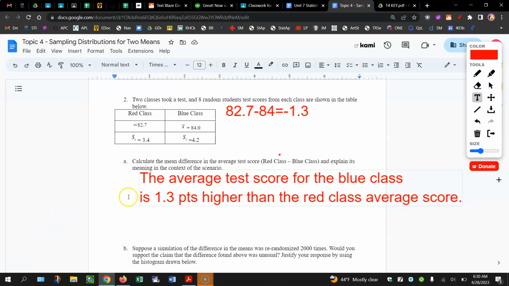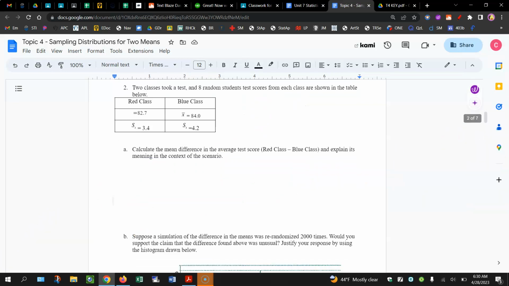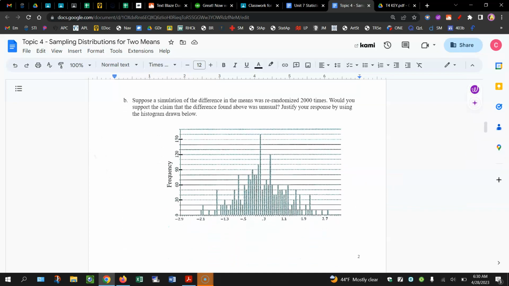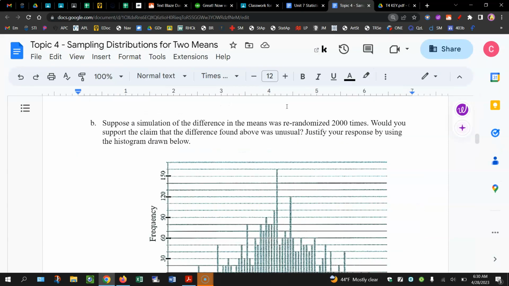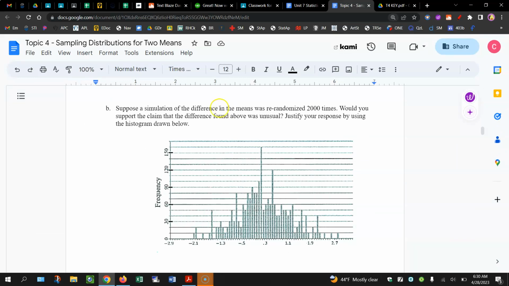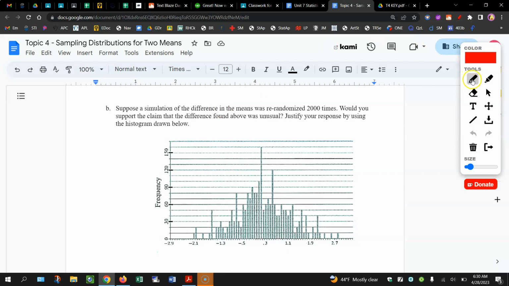So now we're going to take that difference of negative 1.3 in part B, and we're going to utilize that to see if the results are significant or not. Now, they're just using a different term here. Would you support the claim that the difference found was unusual? So instead of significant, they're saying unusual. And we had a difference of negative 1.3. So what we're going to do here is take everything at negative 1.3 and below.